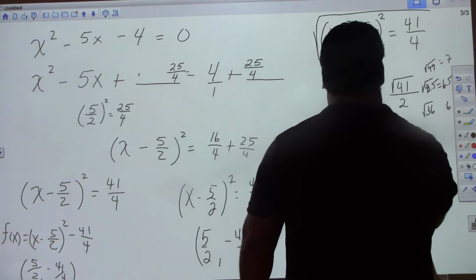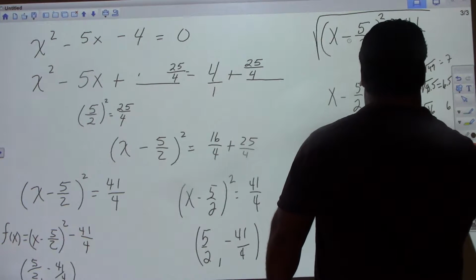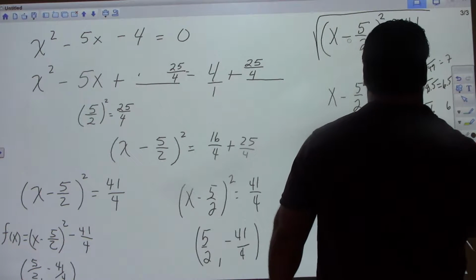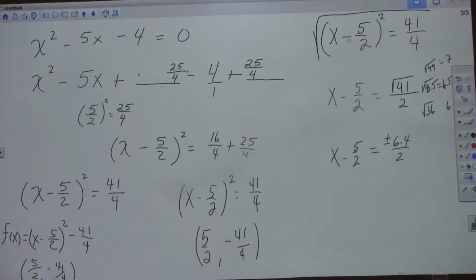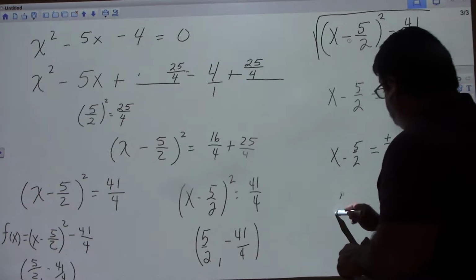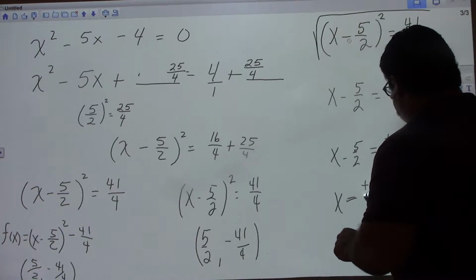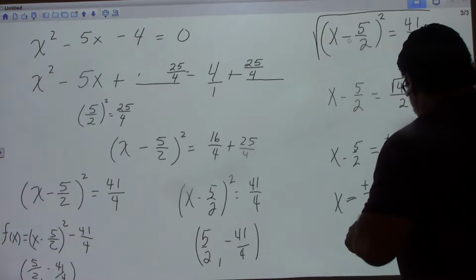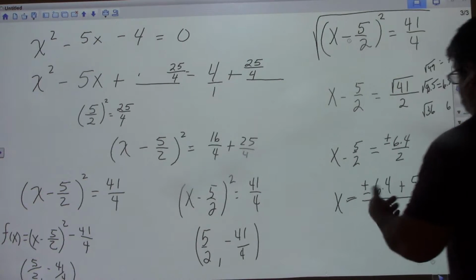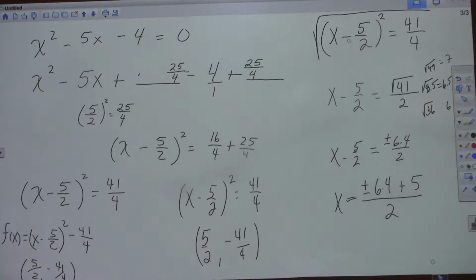X minus 5 halves is equal to positive or negative 6.4 over 2. Somebody check, what's the square root of 41? 6.40. Okay, so X is equal to positive or negative 6.4 plus 5 over 2. What's 6.4 plus 5? 11.4, Hubert. That's right, class. And what's half of 11.40? 5.70, Hubert. That's right.